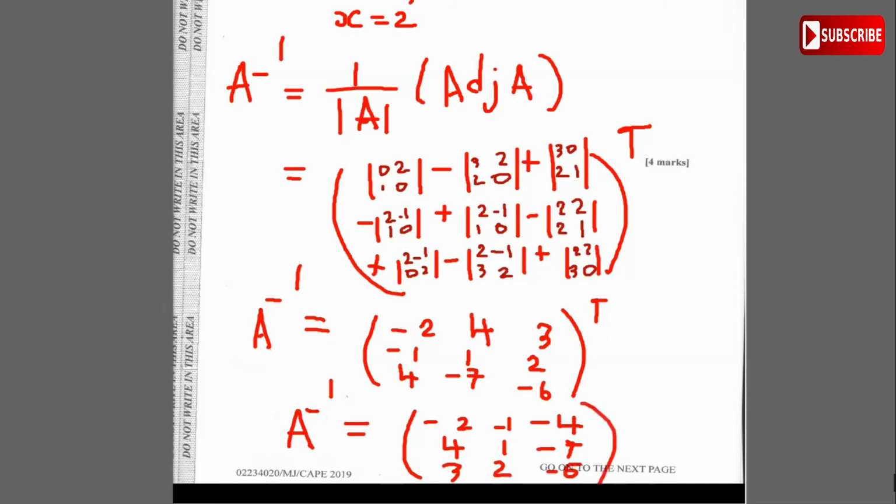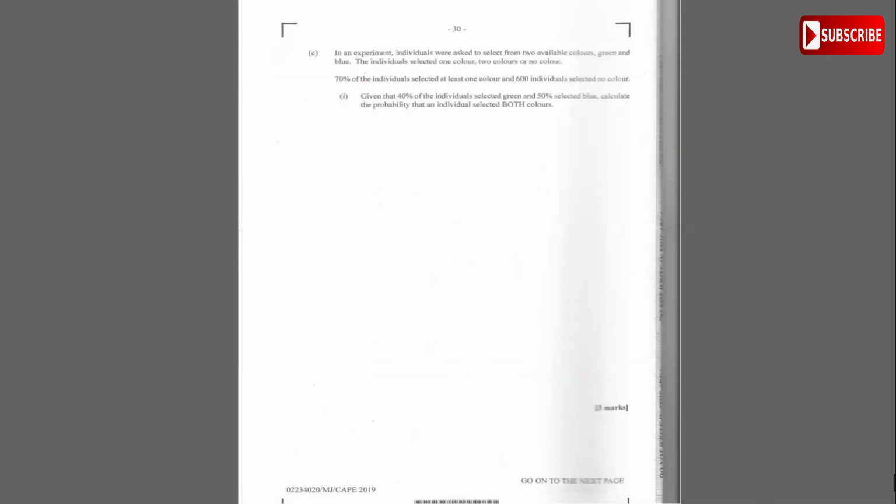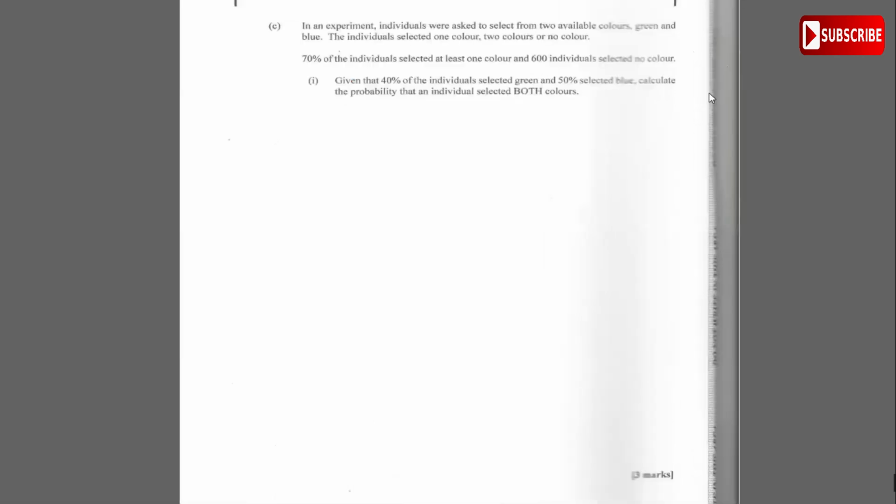Okay. Continuing right along. Part C. Part C says, in an experiment, individuals were asked to select from 2 available colors, green and blue. Each individual selected 1 color, 2 colors, or no colors. 70% of the individuals selected 1 color, 600 individuals selected no color.